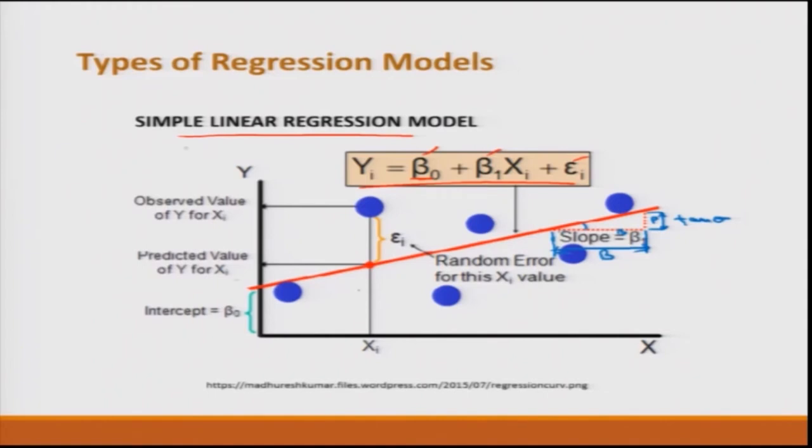So these are my observed values. This difference from the predicted model, this is the model, regression model. This difference from the predicted model, that is epsilon i, is known as random error. So this is the observed value, this is the predicted value. Observed value minus predicted value is my error. So epsilon i is equal to observed value minus predicted value.